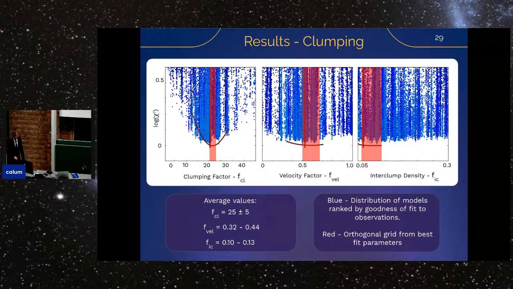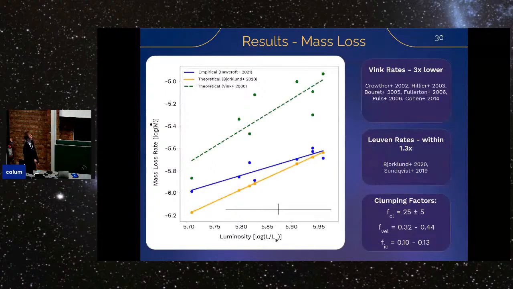So on average, we find, and this is a sample of eight supergiant massive O-type stars in the galaxy, that the clumps in the wind are about 20 to 30 times more dense than the average. And they span maybe 30 to 50% of the velocity field, and the interclump density is maybe 10% of the average as well. So this is the first time we've been able to diagnose these parameters, and we tend to get fairly good constraints throughout a sample of eight supergiants.